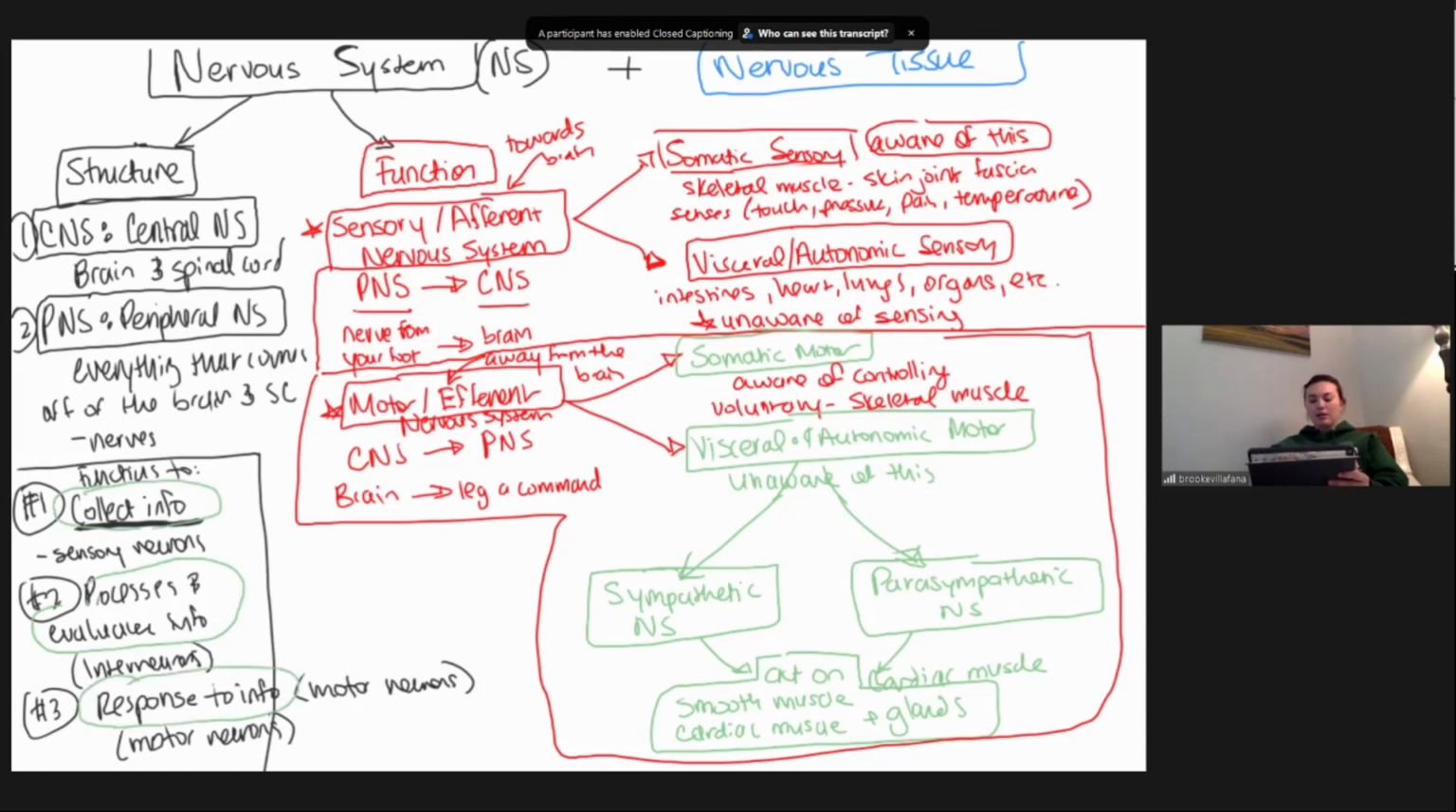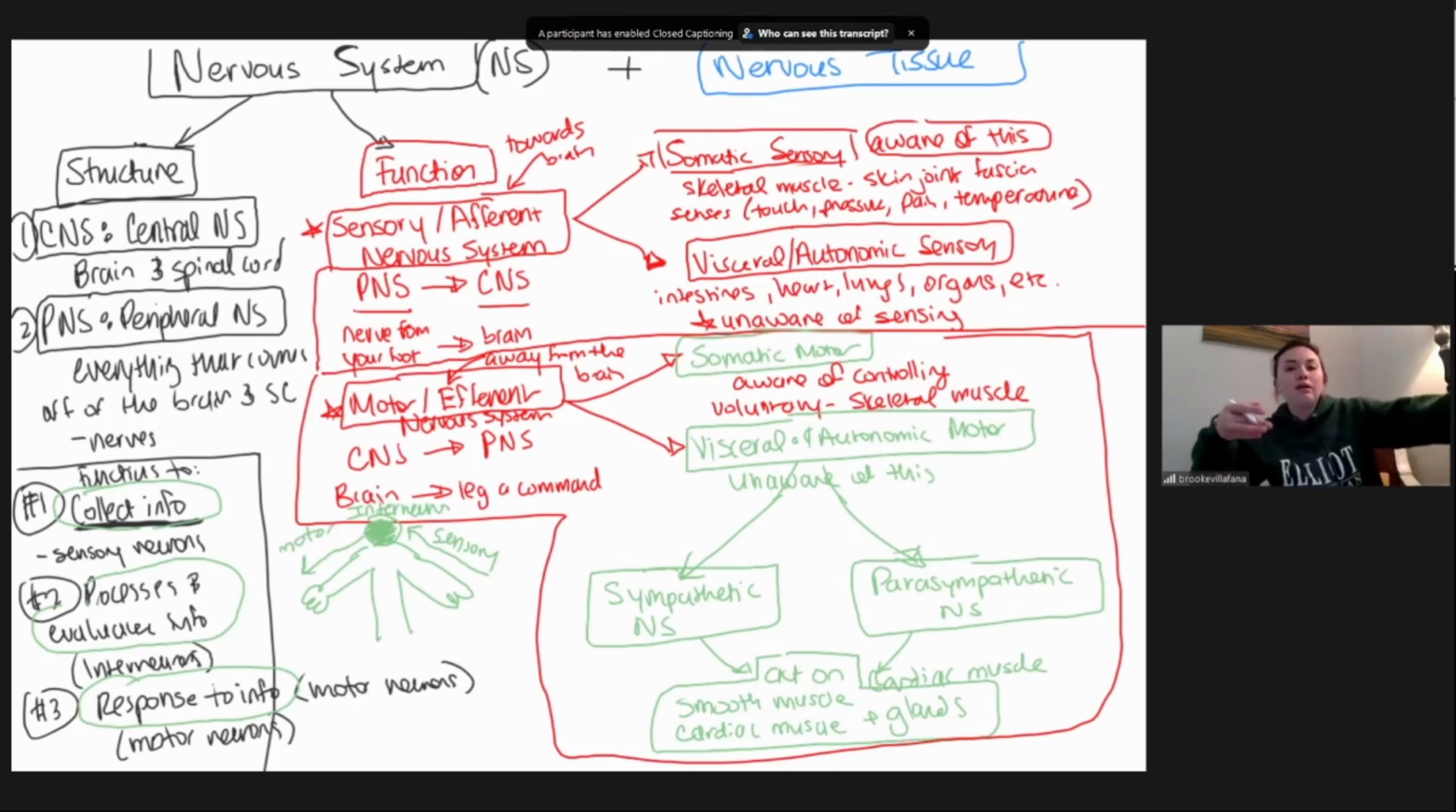Basically, if this is a little man's arm, right? Here's my little person, and here's his brain. Information goes up to the brain, and that would be sensory. The brain processes that information, and that would be like an interneuron. Then the brain sends down a command, and that would be motor. So those would be your three functions. What are we sensing? What are we processing? And how are we responding?